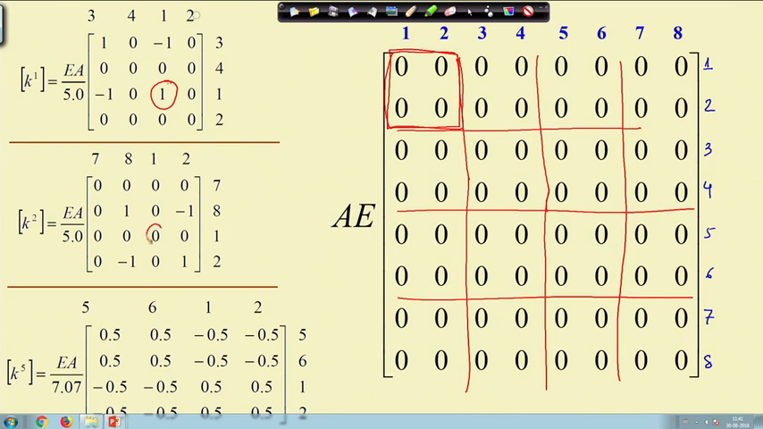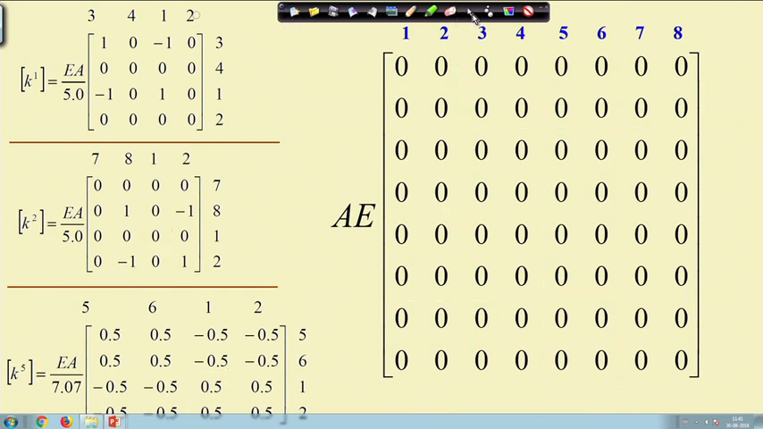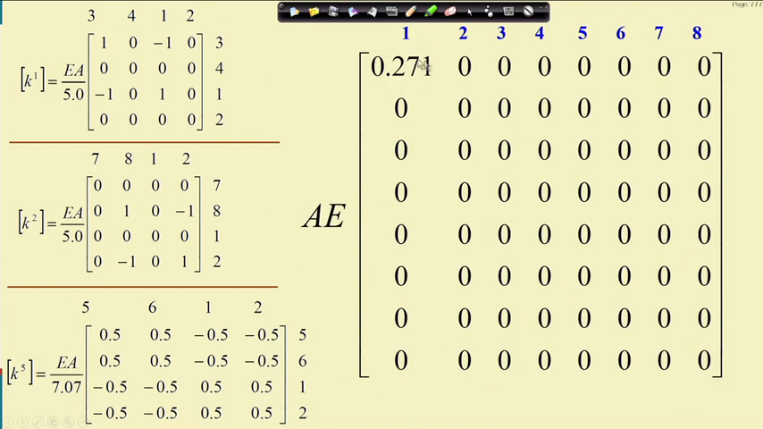We have another 1 1 term here, and then we have another 1 1 term here. So what we have to do is, the 1 1 term will be this plus this plus this, right? And if you do that, then the first term will be this. Okay, let us do this.